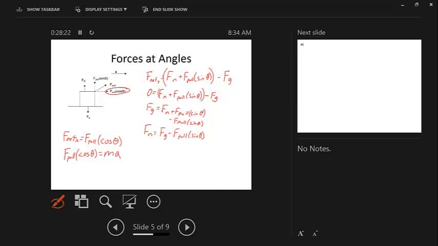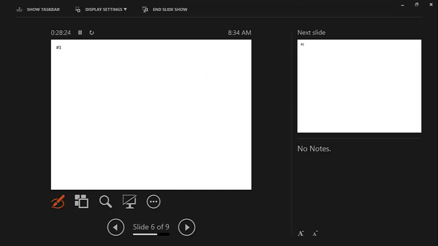All right, guys. Number one. It says find the tension in the rope and the acceleration of the system. Oh, we're doing number one? Yes, we're doing number one. Find the tension in the rope and the acceleration in the system.